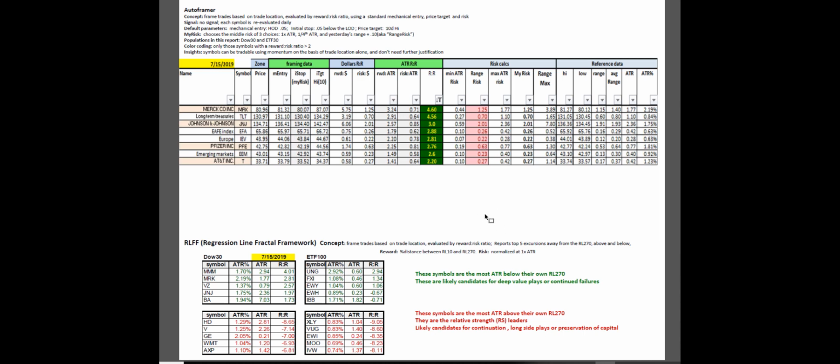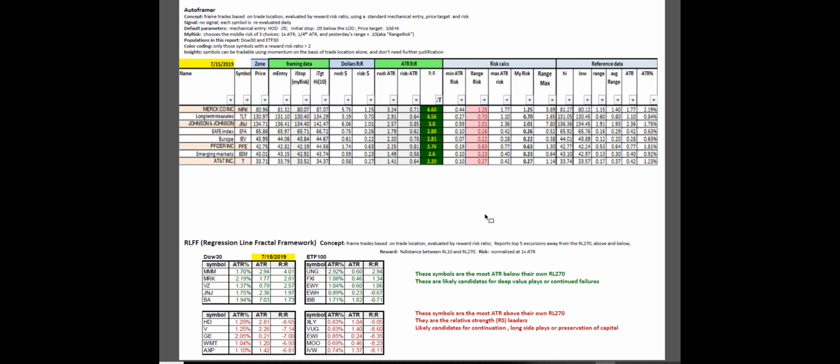Regression line fractal framework, the top shelf in the green. These are the ones that are the most numbers of ATRs below their RL270 on the daily charts. So that means 3M is 4 ATRs away from getting back to the middle of its river. Natural gas, UNG, is almost 3.